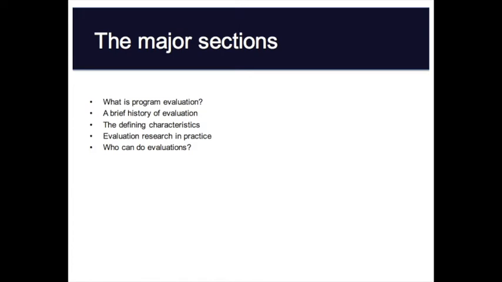The major sections to be covered in this chapter include answering what is program evaluation, providing a brief history of evaluation, defining the characteristics of evaluation. Evaluation research and practice will be covered, as well as who can do evaluations, i.e. you.